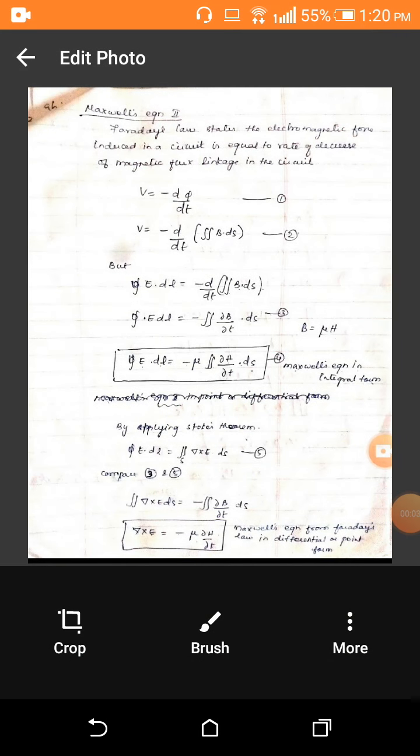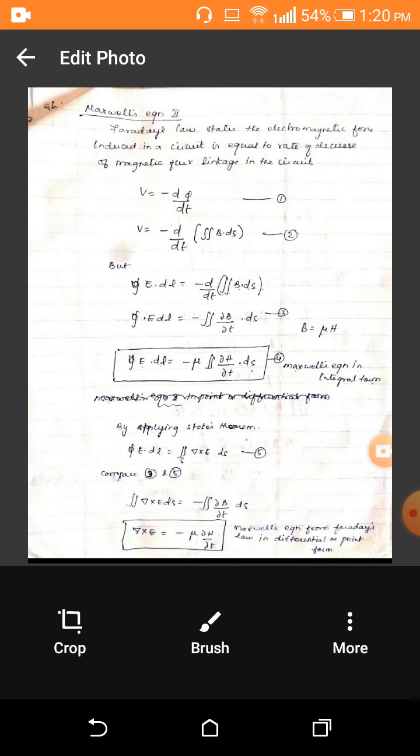In this video, we are going to see Maxwell's equation 2, which is derived from Faraday's law of electromagnetic induction. It states that whenever there are n turns of conducting coil in a closed path placed in a time varying magnetic field, an alternating electromotive force gets induced in each and every coil. In other words, the electromotive force induced in a circuit is equal to the rate of decrease of magnetic flux linkage in the circuit.